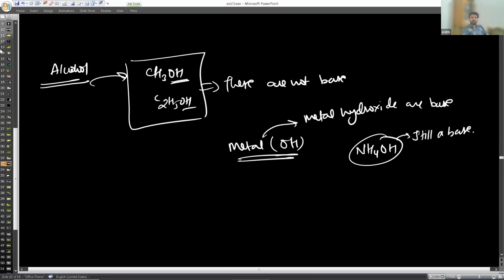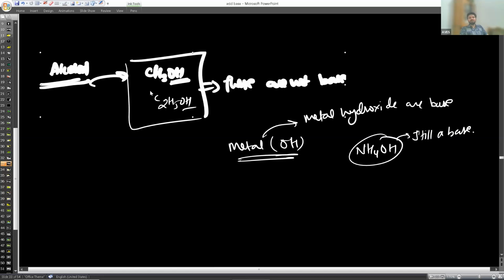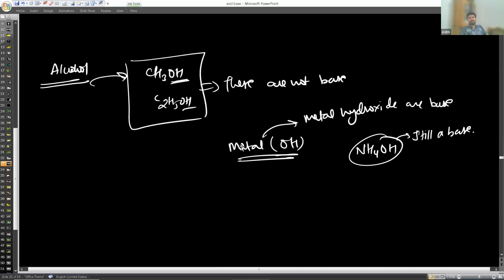Now, what are not bases? Like alcohols, CH3OH, C2H5OH. These have an OH group here, but these are not bases. Why? Because a metal should be there. Instead of CH3, there should be Na or Mg, like magnesium hydroxide, except ammonium hydroxide, NH4OH, which is still a base and does not have metal. Otherwise, all the metal hydroxides are considered bases.